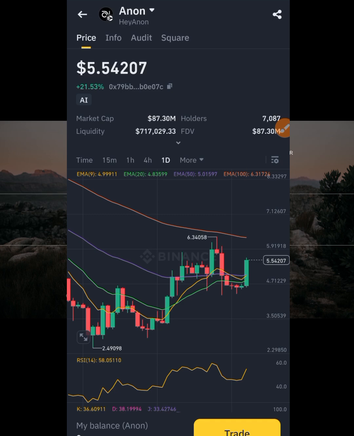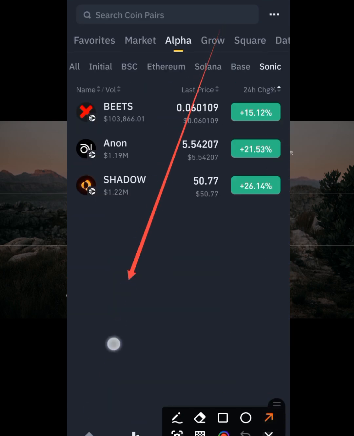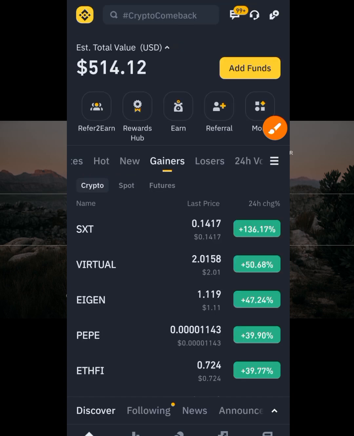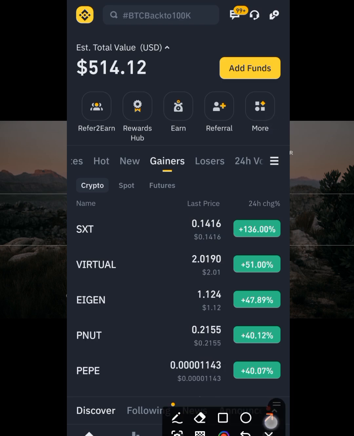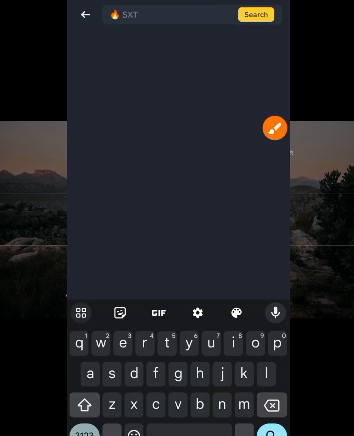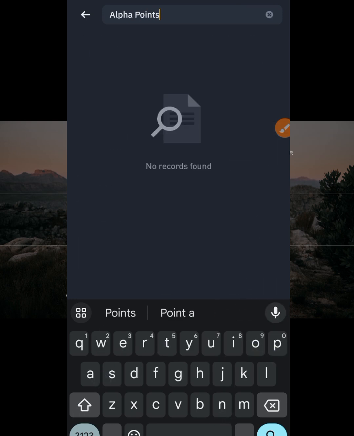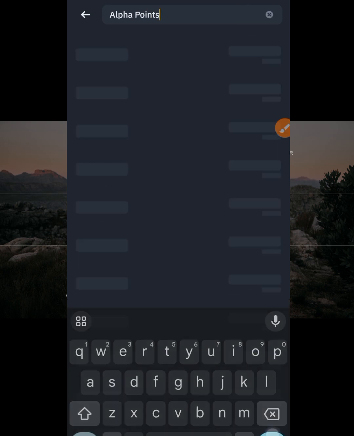First of all, come back to home. Before you do this, please make sure that your Binance is updated to the latest version. It's very important. Now when you come to home, just come to search and type alpha points, just alpha points, the way it is, and search.